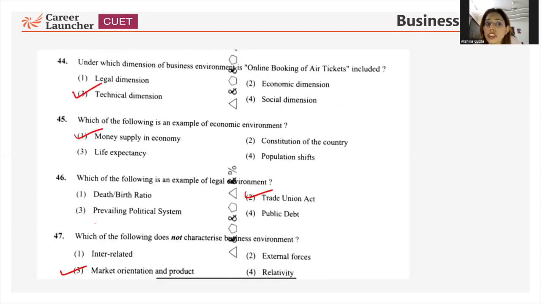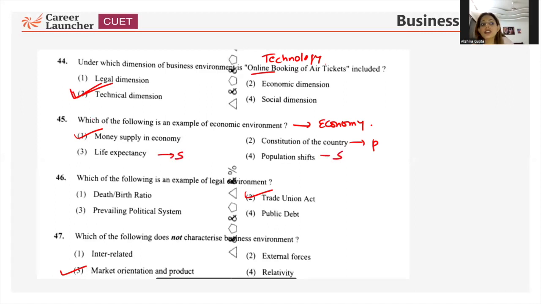Then, under which dimension of business environment is online booking of air tickets? When we talk about online booking, that means we are using technology, so it will be the technological dimension. Which of the following is an economic environment? Economic means anything that is related to your economy, might be inflation, might be GDP. The constitution of the country is political, life expectancy is social, and population shifts again social. So that is your money supply in the economy.